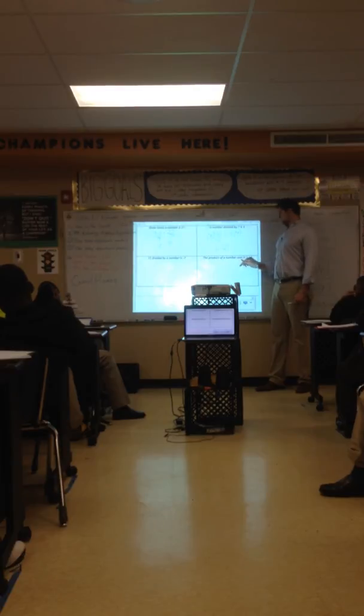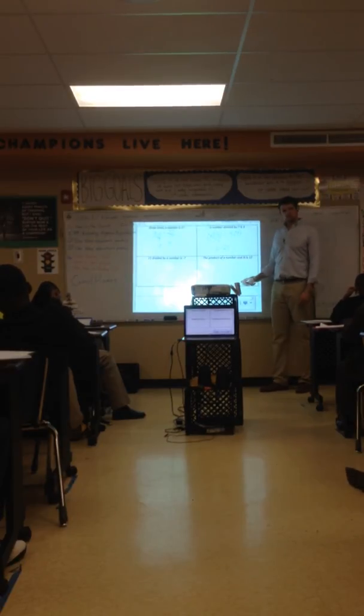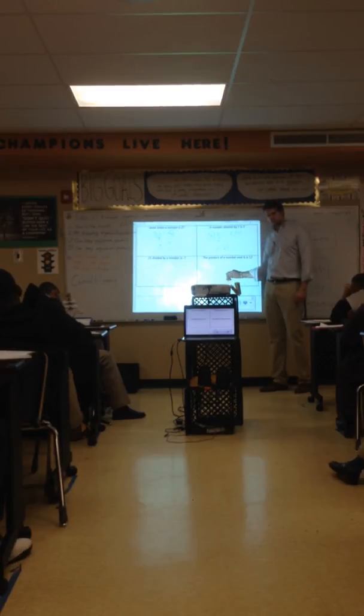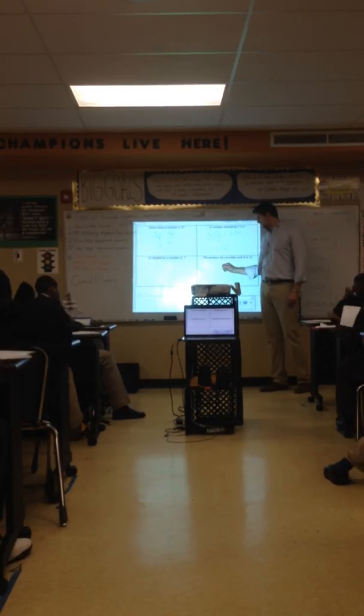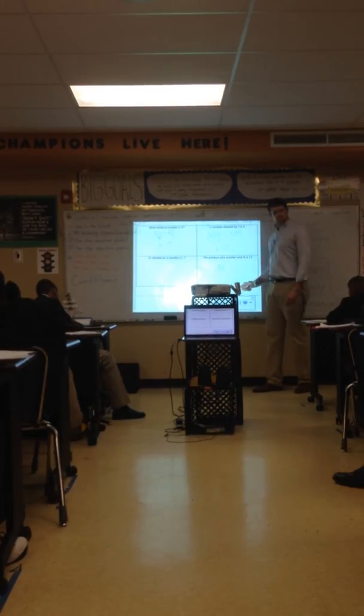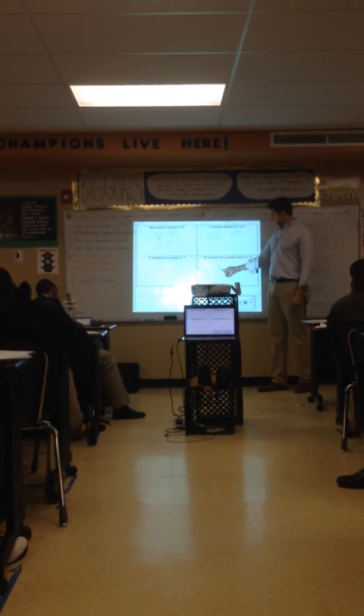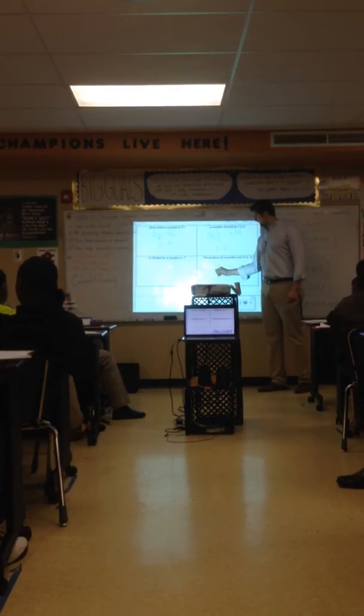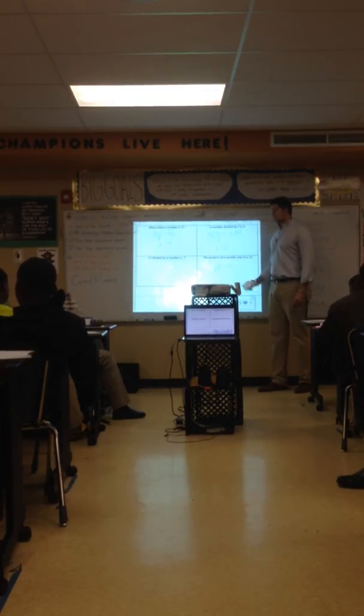The product of a number and 1/2 is 12. How would I set that up, Ontario? For the product of a number, you have 1/2. My variable is D. So D times 1/2, and then you have equals 12. So 1/2 times D equals 12.